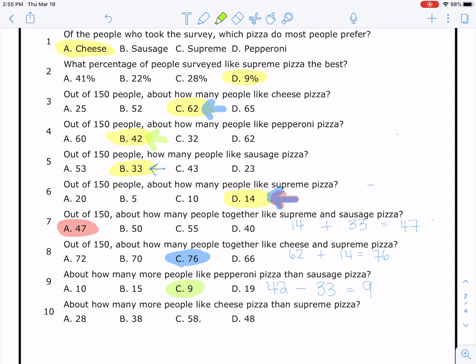The last question, number 10, about how many people more liked cheese pizza than Supreme pizza? Well, we know that cheese pizza, it's over here at the top again. It's at 62. Supreme pizza was at 14. So it says how many more. So again, we're going to subtract this time. And if you subtract it, you get 48, and that would be D.